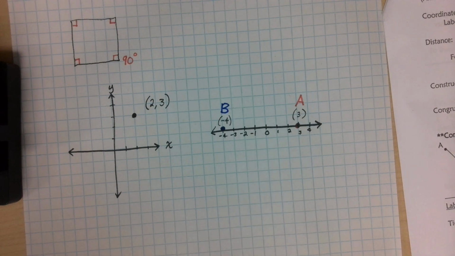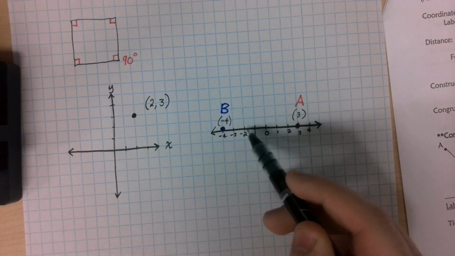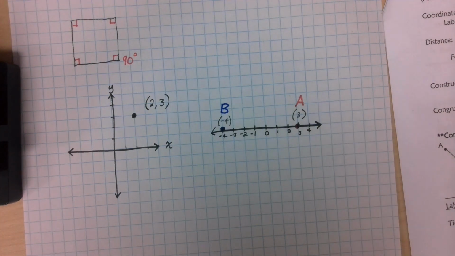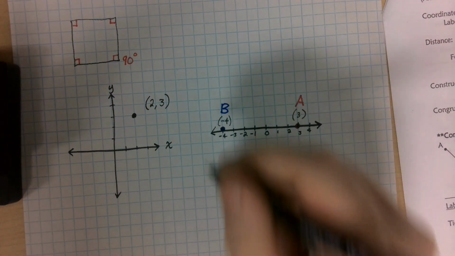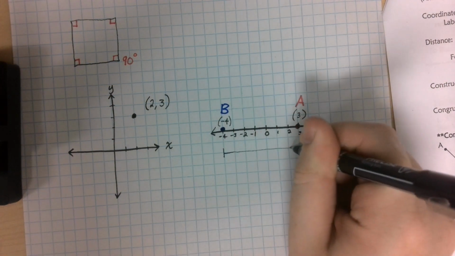Anyways, if we're trying to find the distance between these two, we can do it a couple different ways. We can count one by one. 1, 2, 3, 4, 5, 6. Oh, it's 7 away. The distance between those two is 7.